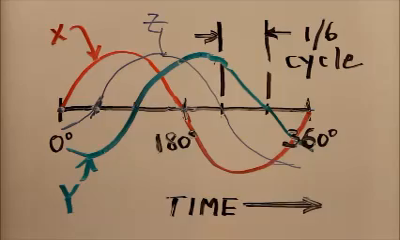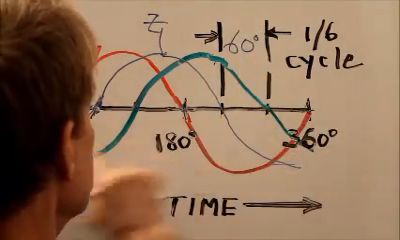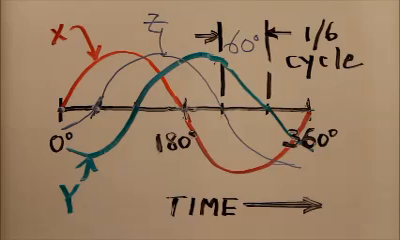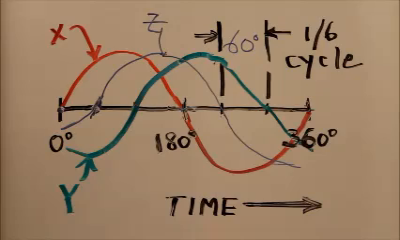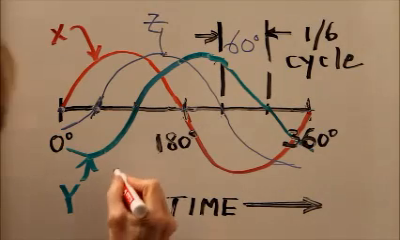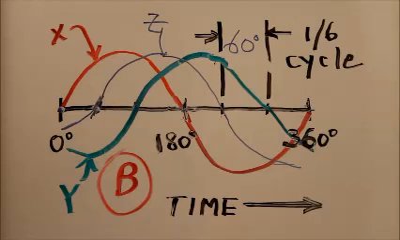That's 60 degrees of phase. Remember, 360 divided by 6, 60 degrees of phase. So wave X leads wave Z by 60 degrees. And when we look through our repertoire of answers, choice B fits the bill here.